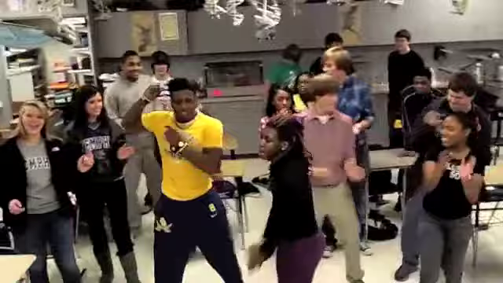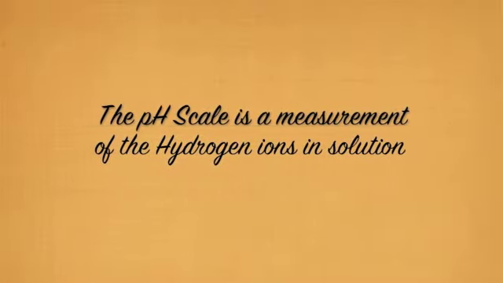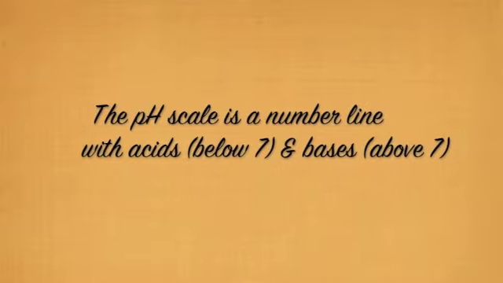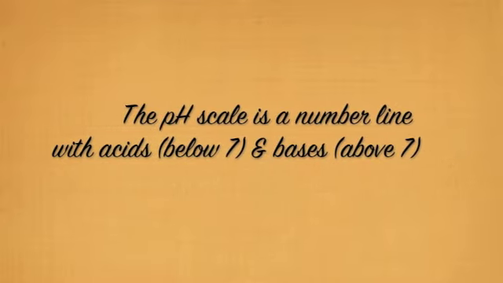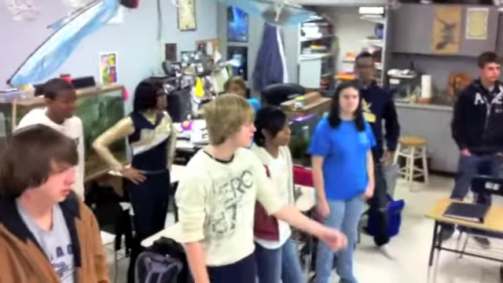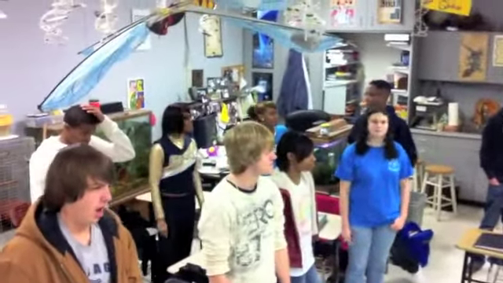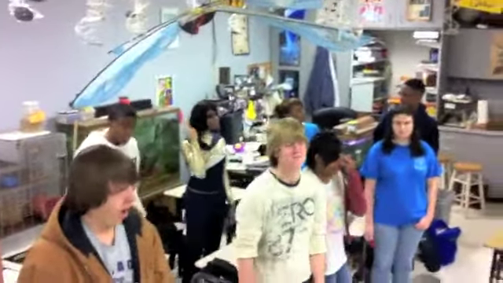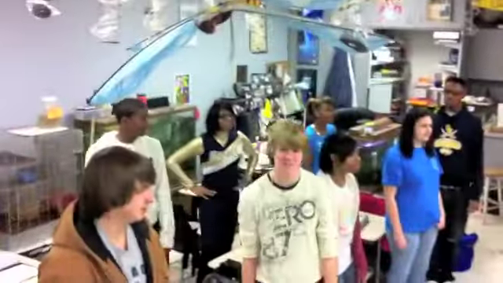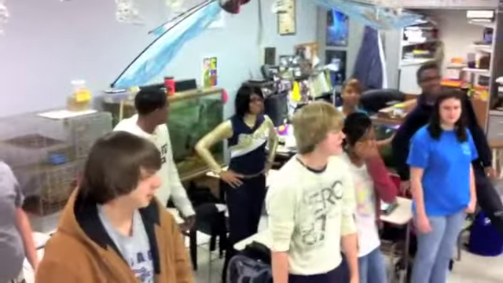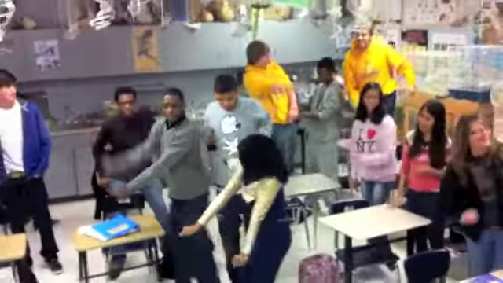Alright kids, let's cover our acids. The pH scale is a measurement of the hydrogen ions in solution. The pH scale is a number line with acids below 7 and bases above 7. When I say acid, you say H. When I say base, you say OH. When I say acid, you say drink it up. When I say base, you say clean it up, woo!